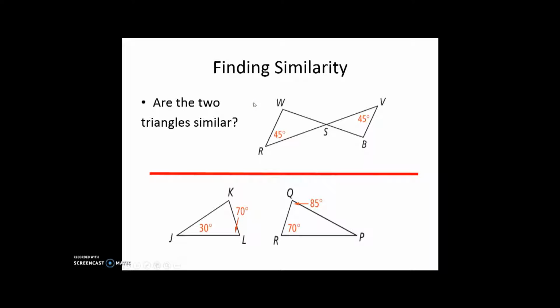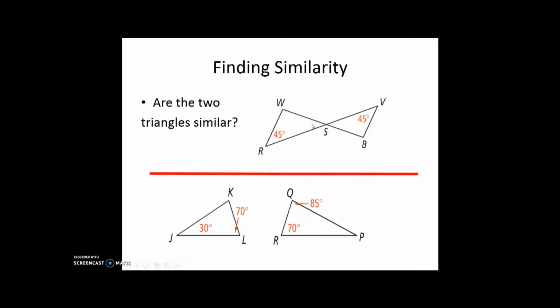So we're just going to practice a couple of problems, just these two on the slide. Are the two triangles similar here? So we have a 45-degree angle at angle R and a 45-degree angle at angle V. So these are two congruent angles. Now we have to think, all right, are there any sides that are congruent? Is it obvious? No. Sorry, sides that are proportional. That's an important thing there.